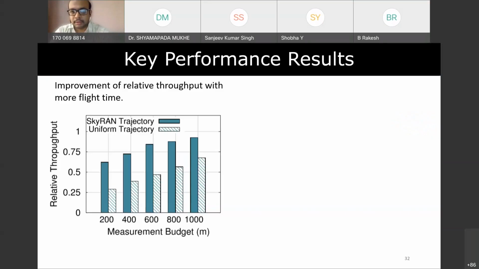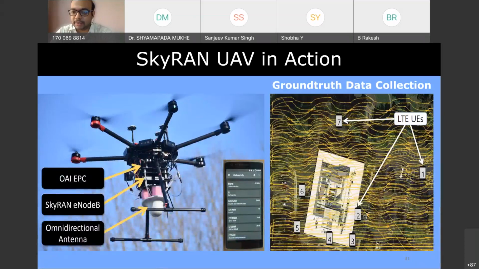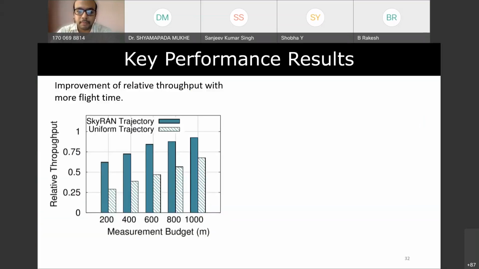Okay, and these are the performance metrics. As I told, on the bottom we have the x-axis, the measurement budget. Instead of time, we are doing it in terms of meters, how many meters we fly. If we just do a uniform trajectory, just moving left and right, it will take a long time for us to know the optimal operating point. And on the y-axis, I have shown the relative throughput with respect to the optimal one. If you get the optimal throughput, that is 1. So what percentage of the optimal throughput am I able to achieve?